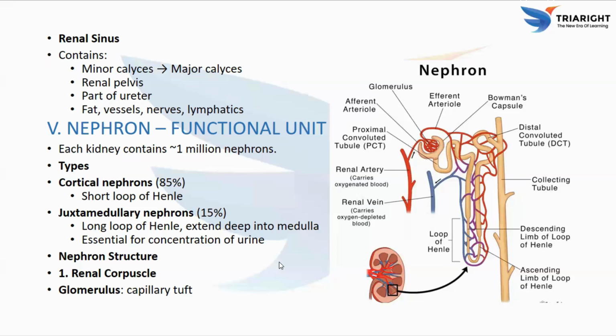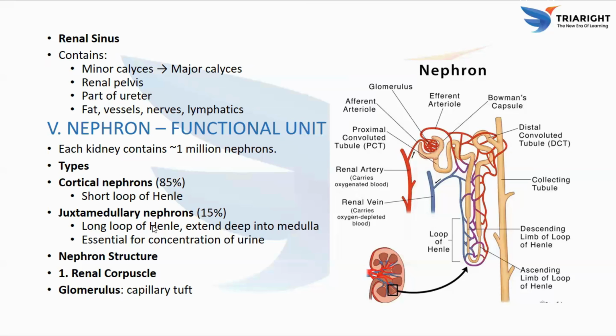Okay, so there are types of nephrons. How many types of nephrons are present in the kidney? Cortical nephrons and juxtamedullary nephrons. Cortical nephrons contribute about 85% of the kidney. These are located mostly in the cortex area, and they have a short loop of Henle. So what is the function of the cortical nephron? Everyday filtration. It filters every day. It is more common, but it is less involved in concentrating the urine.